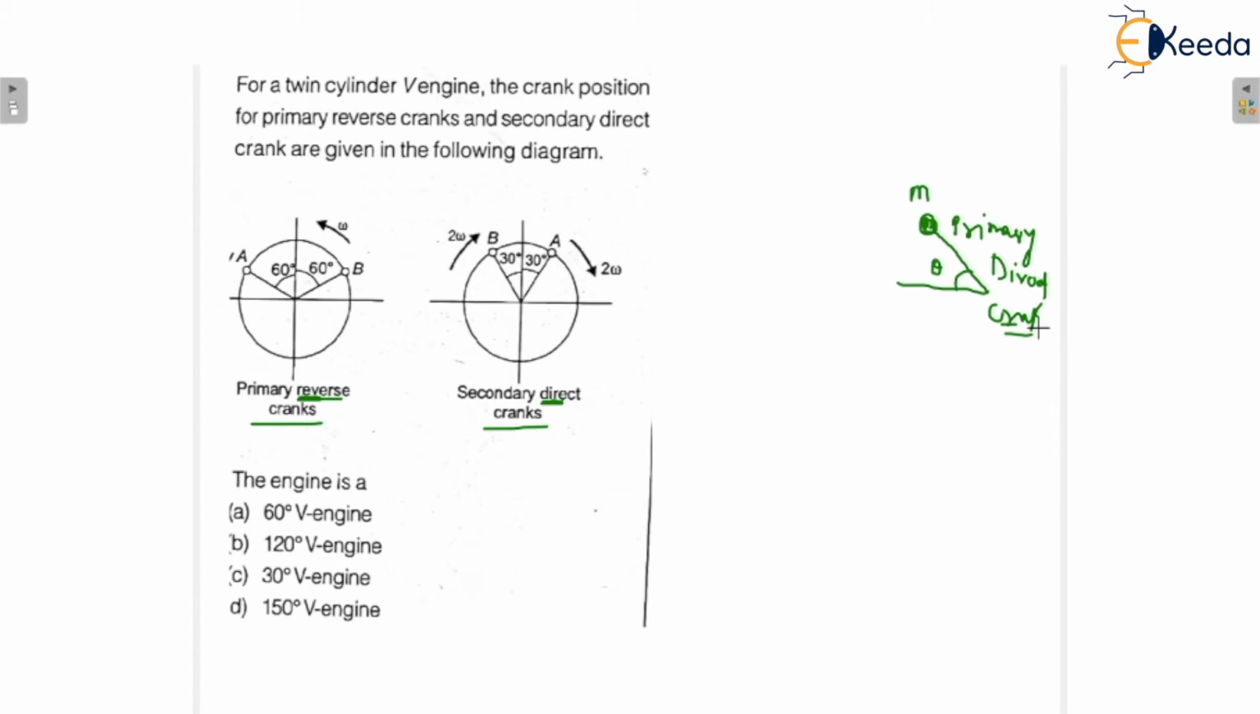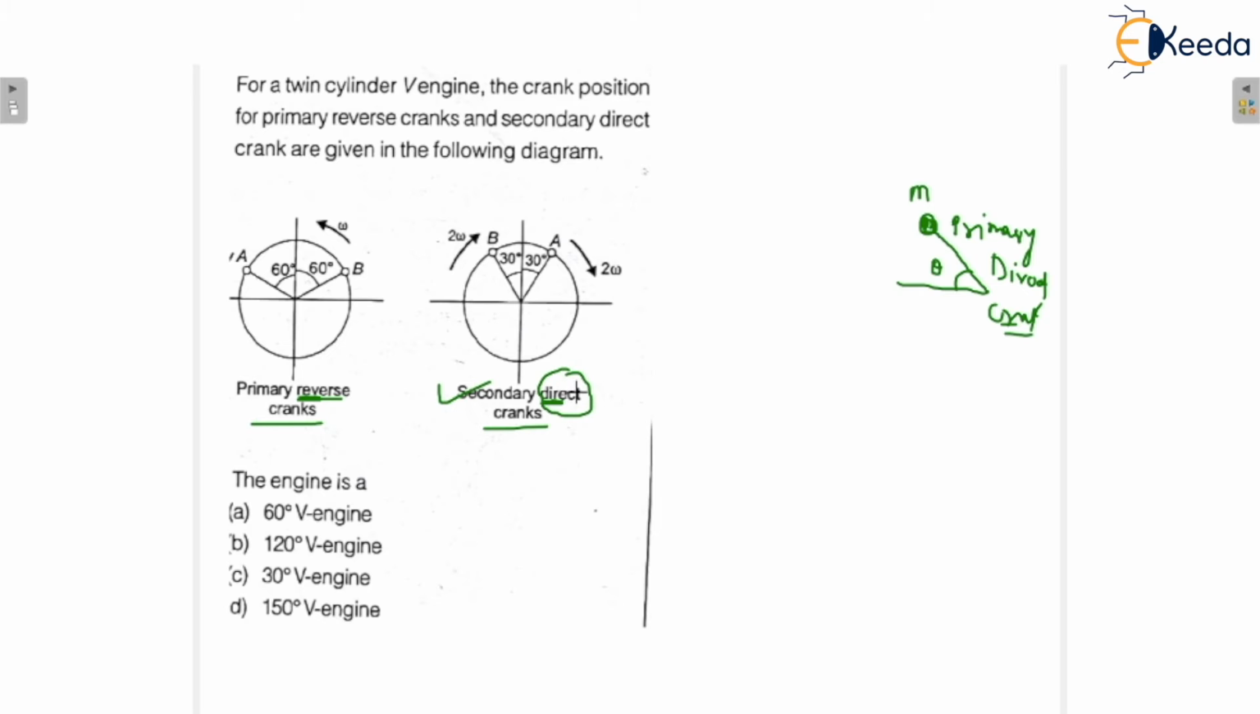Here there are two diagrams given. You can find the answer using the first diagram, that is primary reverse crank, or using the second diagram, that is secondary direct crank, or you can use both of them to cross check whether your final answer is correct or wrong, but it will take a lot of time. So if you use one of these two diagrams, it would be easy to find the answer. I will use the secondary direct crank because this is a direct crank.